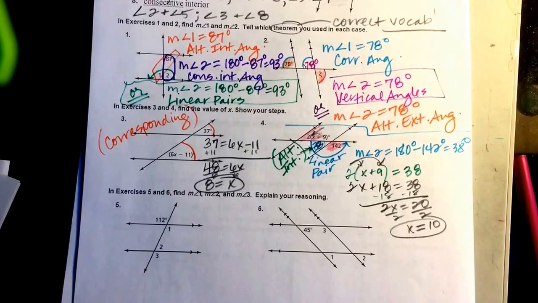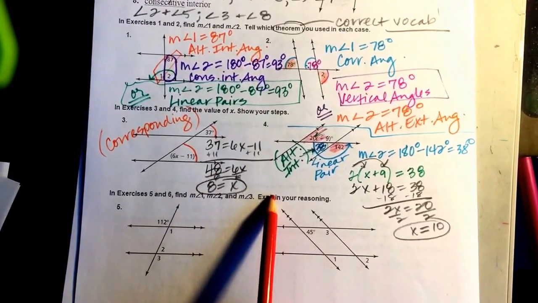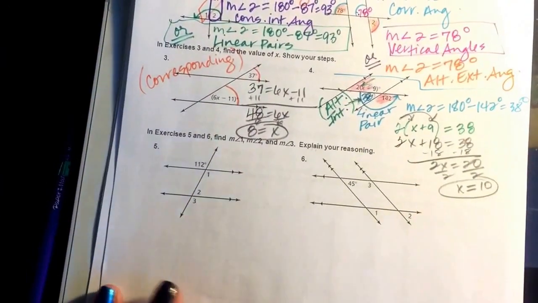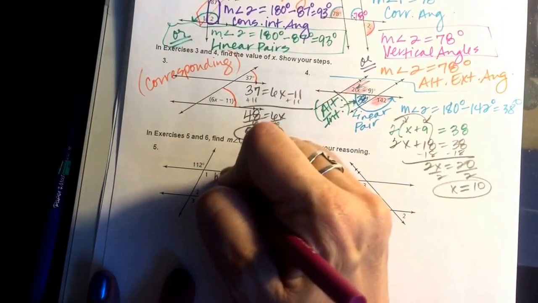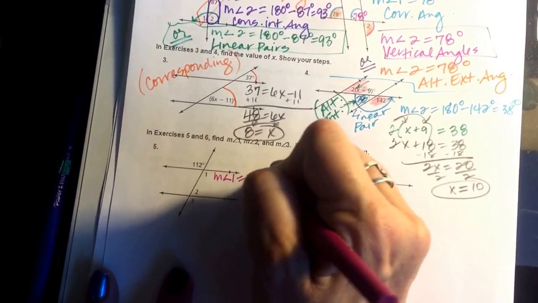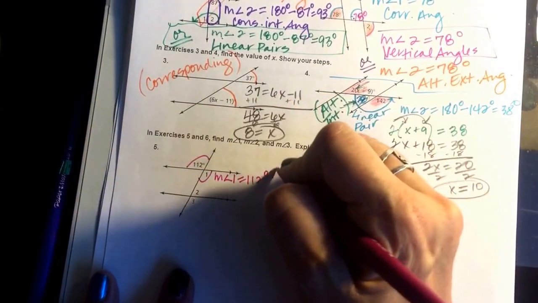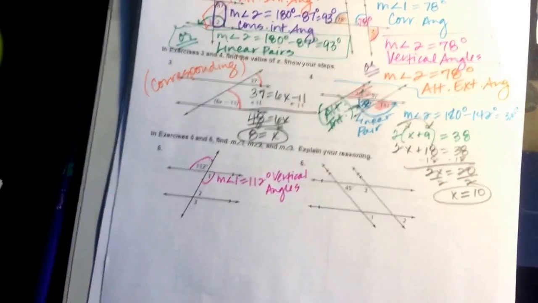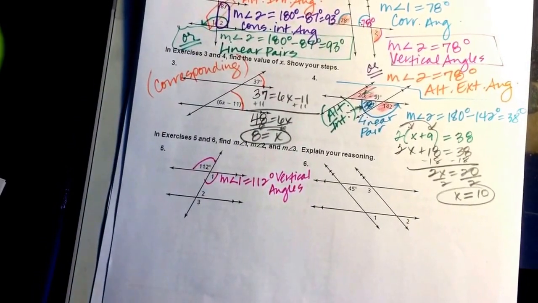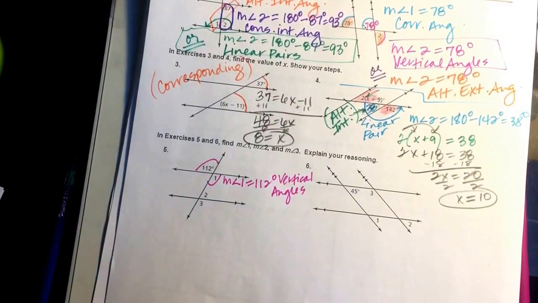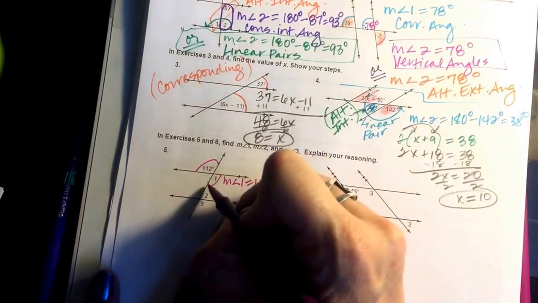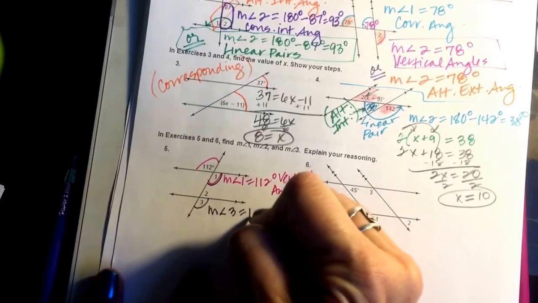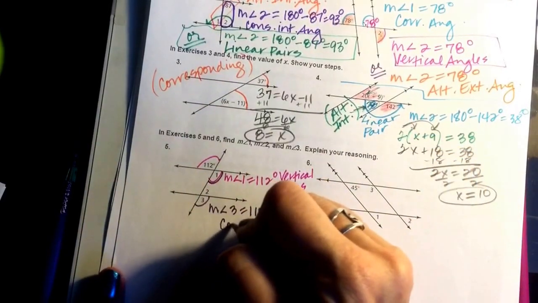Moving on to number 5, the explain your reasoning. We're going to drop vocab into these. There are different ways you could go about this, but I might explain that the measure of angle 1 is 112 because 112 and 1 are vertical angles. Knowing that the measure of angle 1 is 112, my next move, I'm going to grab 1 and say it's congruent to 3 because those guys are corresponding angles.